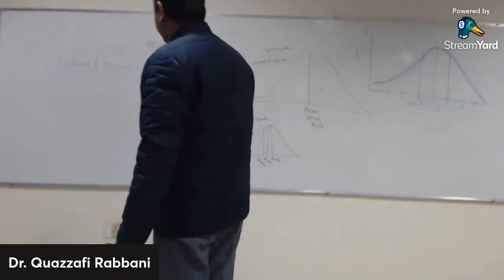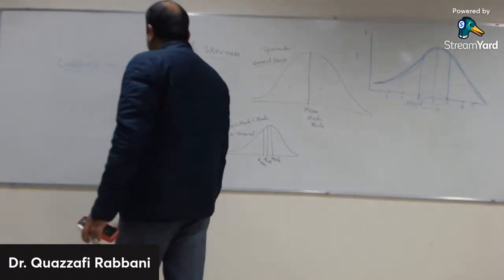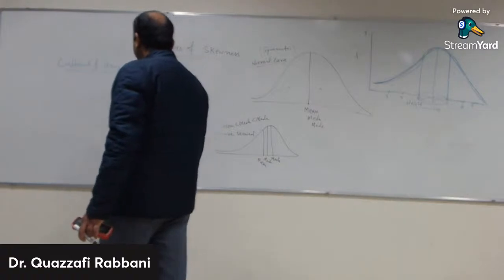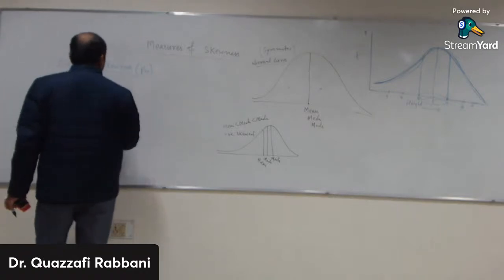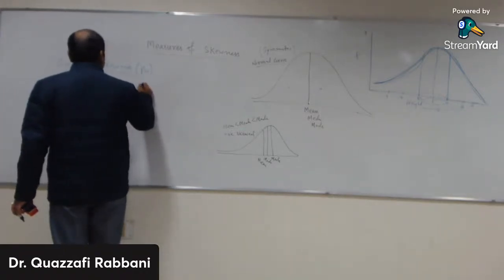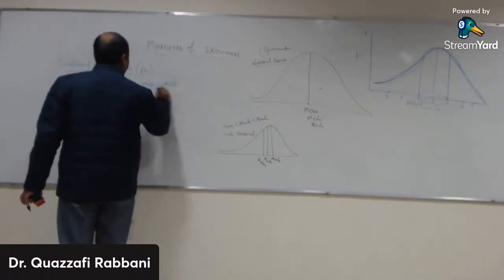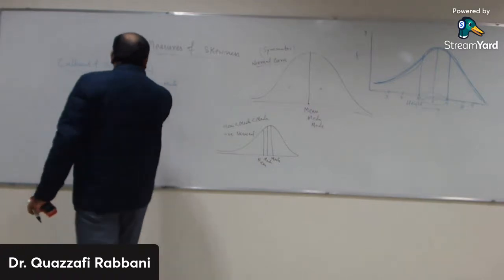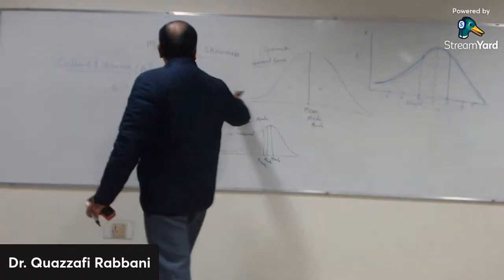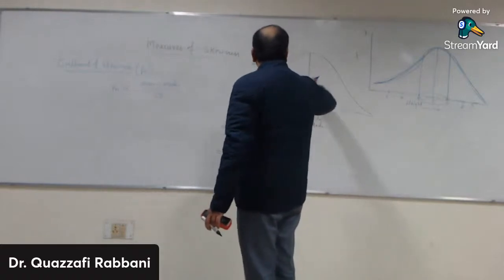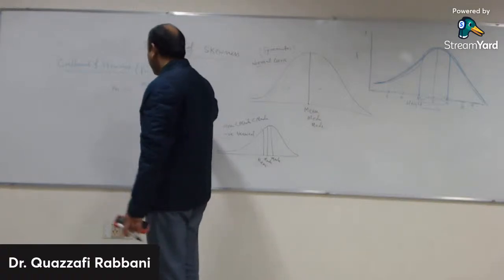So the first coefficient of skewness is based on measures of central tendency, and this is given by Karl Pearson. So this beta 1 can be calculated as mean minus mode divided by standard deviation. So if the distribution is symmetric, meaning normal distribution, then mean and median are equal, so beta 1 becomes 0.